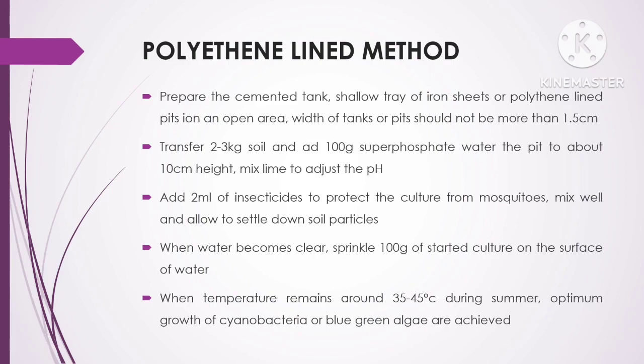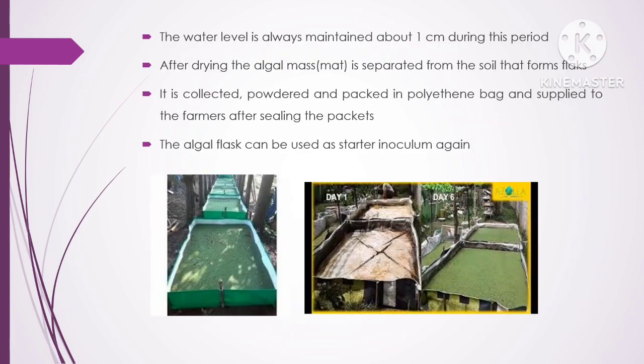When temperature remains around 35 to 45 degrees Celsius during summer, optimum growth of cyanobacteria or blue-green algae is achieved. The water level is always maintained at about 1 cm during this period. After drying, the algal mass is separated from the soil as flakes. It is collected, powdered and packed in polythene bags and supplied to farmers after sealing the packets. The algal flakes can be used as the starter inoculum again.